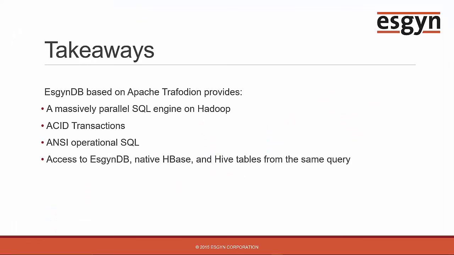So some takeaways. EsgynDB, as we've said, is based on Apache Trafodion and provides a number of things. It gives you a massively parallel SQL engine on top of Hadoop. It gives you ACID transactions for native Trafodion tables and for HBase tables. It has a fairly complete implementation of ANSI SQL that's targeted for operational use. And from EsgynDB and Apache Trafodion, you can access not only the native Trafodion tables, but also native HBase tables and Hive tables as well. And you can do so from the same query.